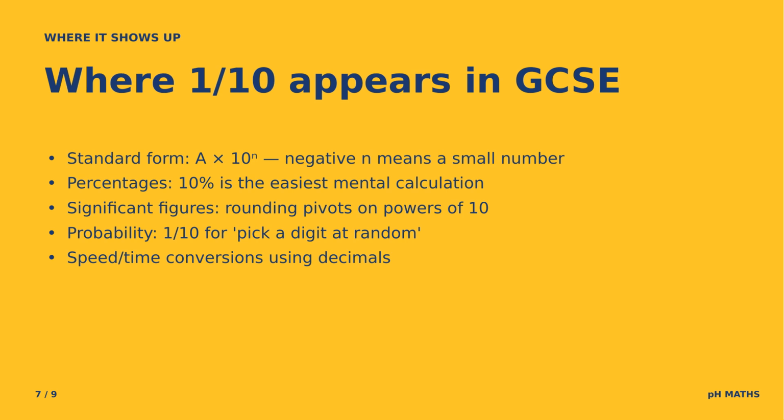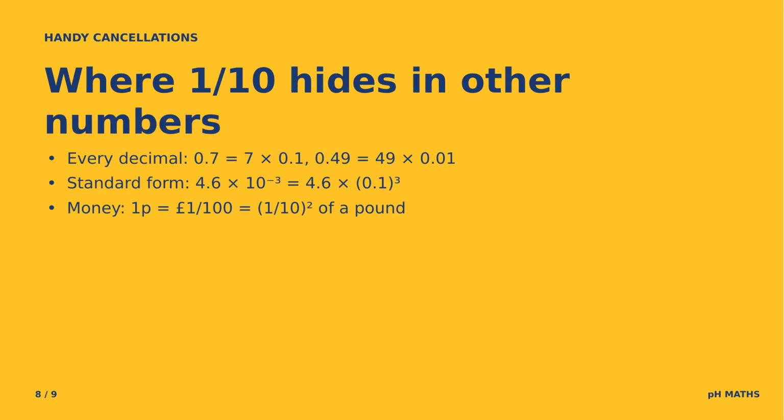Where 1/10 hides. Every decimal: 0.7 is 7 times 1/10. 0.49 is 49 hundredths. Every standard form number: 4.6 times 10 to the minus 3 is 4.6 times 1/10 cubed. And every money calculation: 1 penny is 1/10 squared of a pound. Spot the power of 10, and you've spotted the structure.